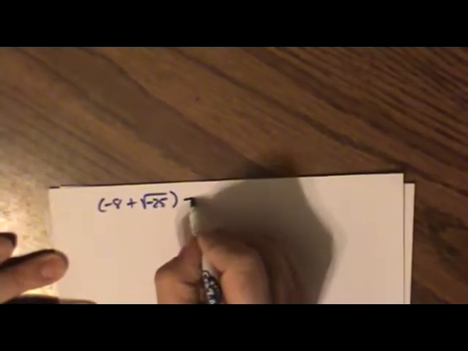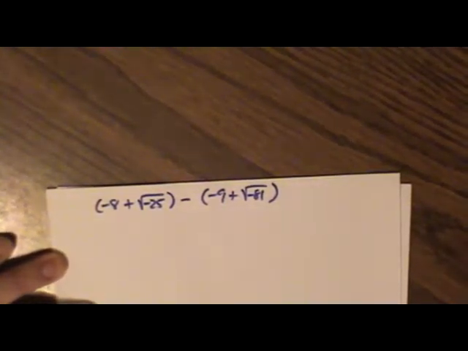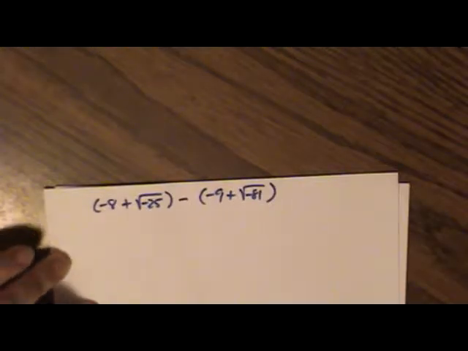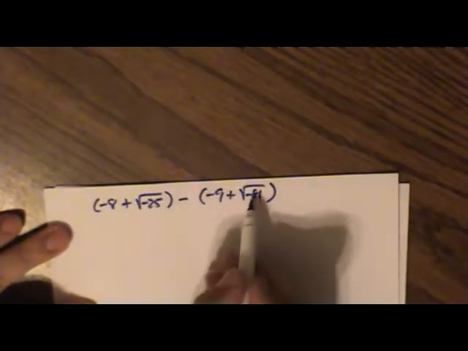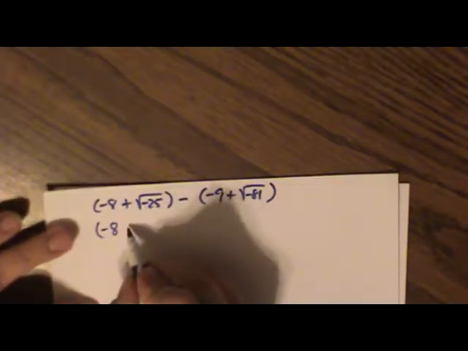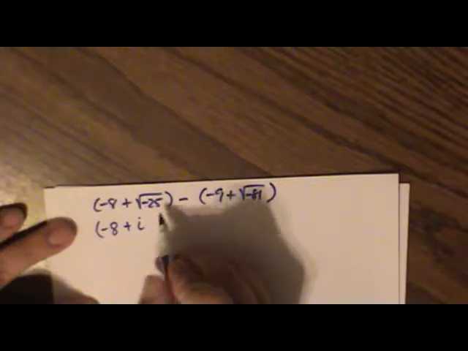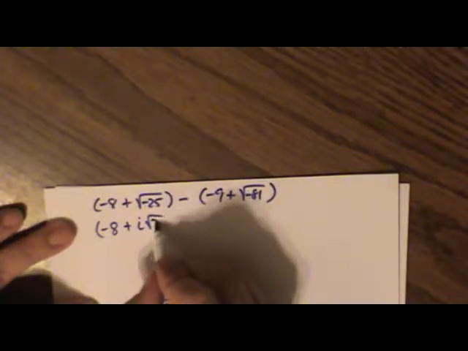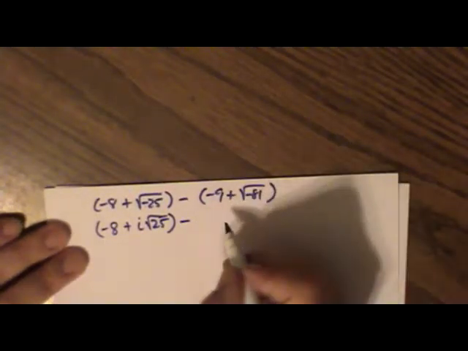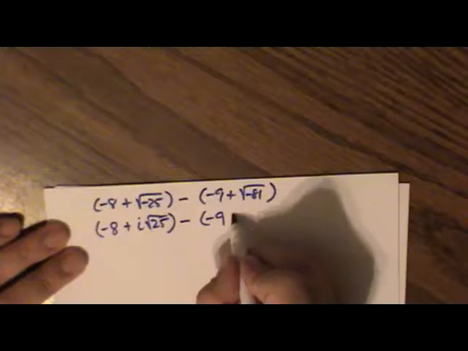-8 plus the square root of -25, minus the quantity -9 plus the square root of -81. Okay, first we're going to have to deal with our i's. Well, we don't have any i's, do we? But we do have negatives inside even roots. So that's where our i comes into effect. So we're going to have -8 plus i. And if you wanted to at this point, you could go ahead and simplify that even more and pull the 5 out. But just so you can see all the steps, I'm going to do this.